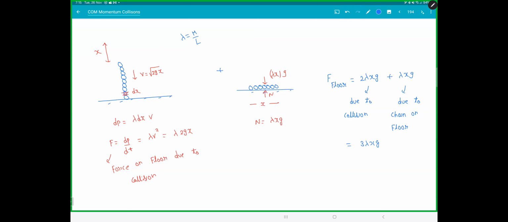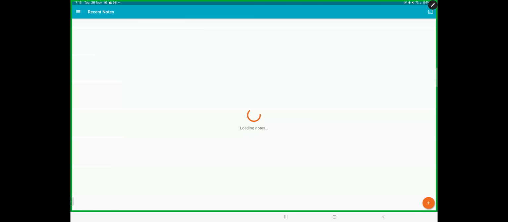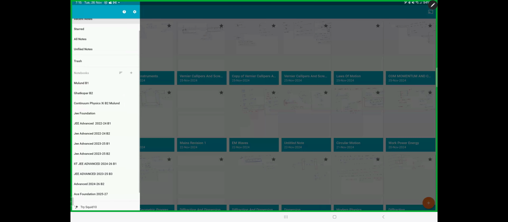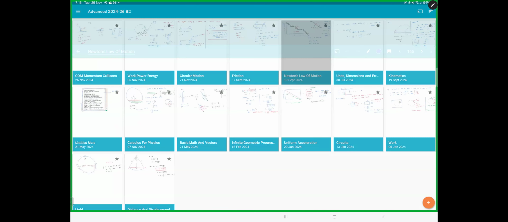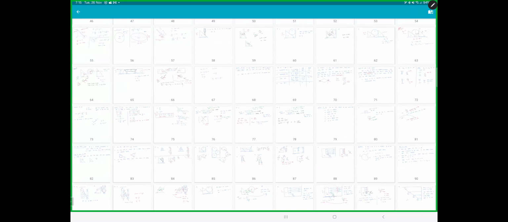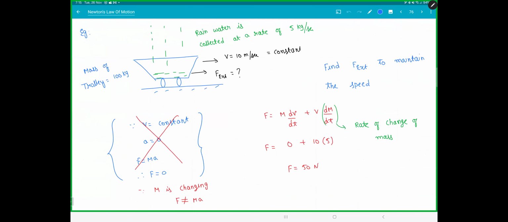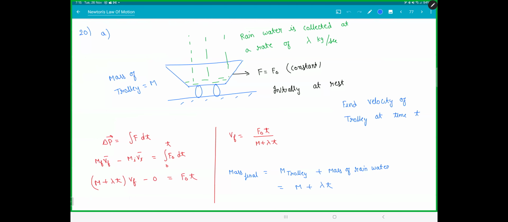Clear with this? Now in this, we have another type of problems which we have done in NLM, if you remember. Rainwater falling into a truck. You should refer to them there. We did these things in Newton's second law. There, the rainwater is collected at a rate of 5 kg per second, find the force. So there we have done questions on these things. So these also actually belong to variable mass systems.